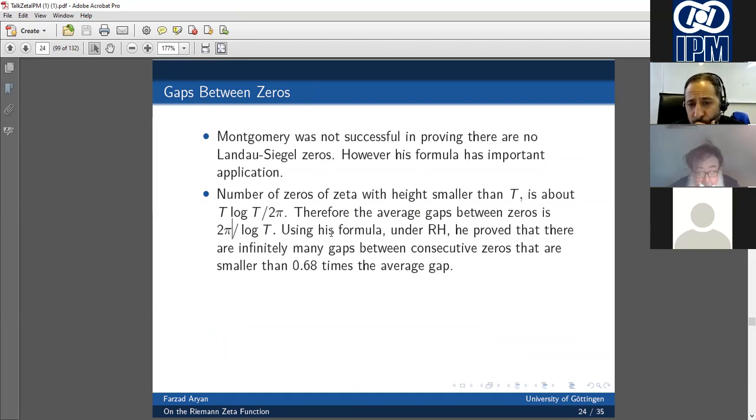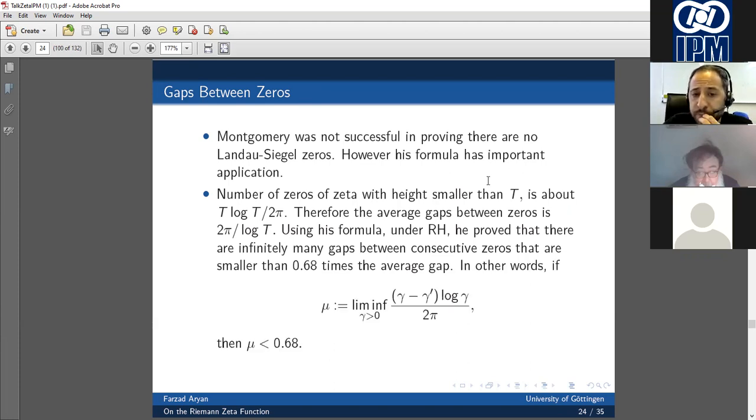So what Montgomery could prove was, assuming RH, that you get infinitely many gaps between consecutive zeros of the Riemann zeta function that are smaller than 0.68 times the average gap. So it gets a little smaller than the average gap. The threshold is, you want to prove that there are infinitely many gaps between zeros that are smaller than 0.5. So his result, if you look at this lim-inf, basically this lim-inf measures how small the gaps between zeros can get. Montgomery's result gives mu smaller than 0.68.